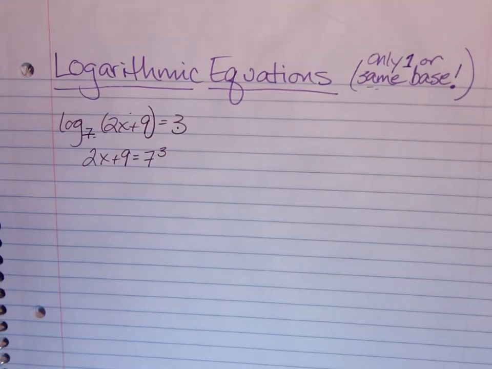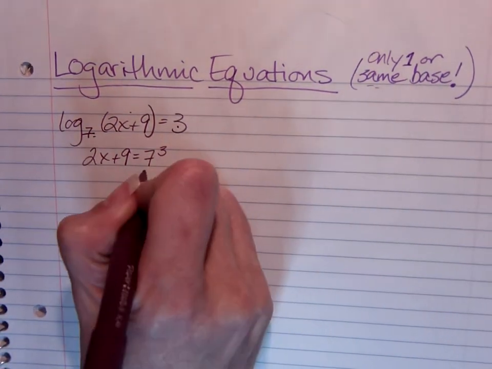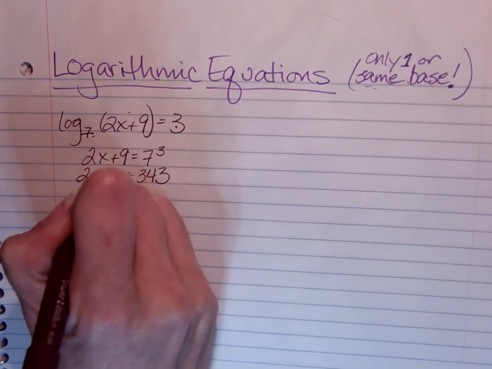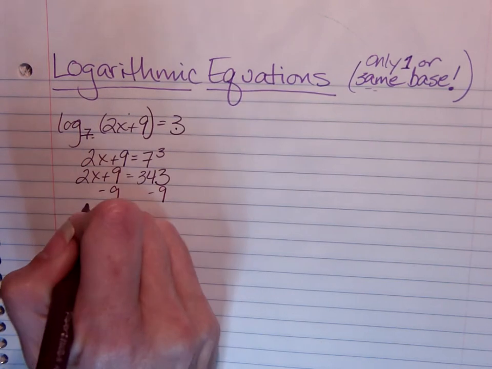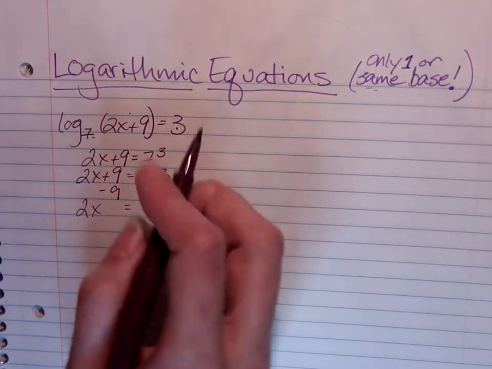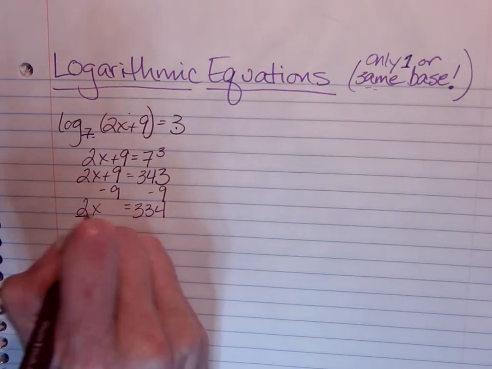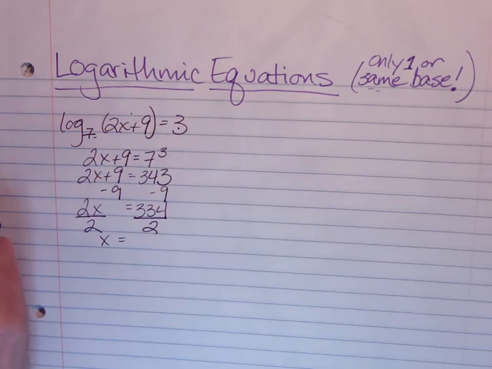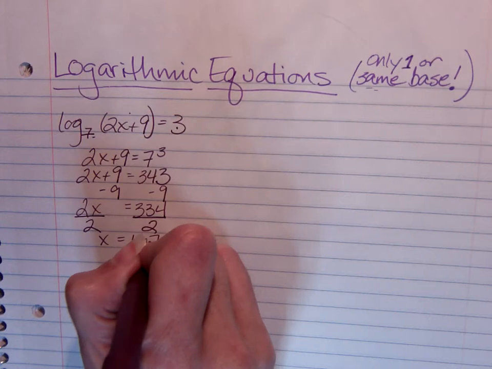7 to the third power is 343. 2x plus 9, subtract 9. 2x is equal to 343 minus 9, which is 334, divided by 2. And x equals 334 divided by 2, which is just 167.